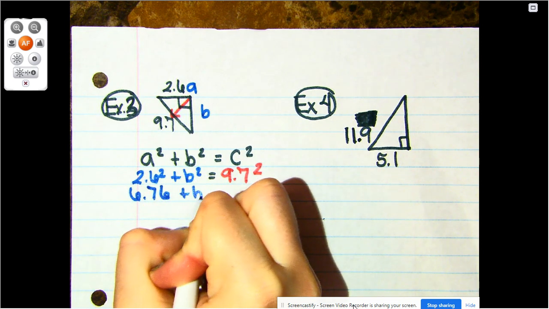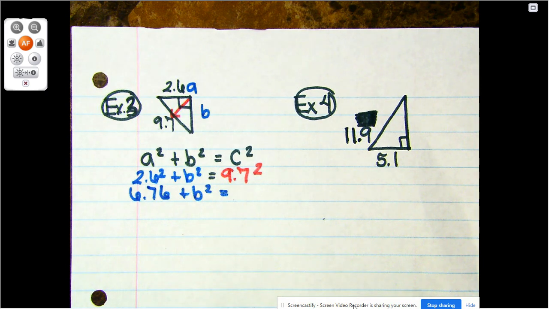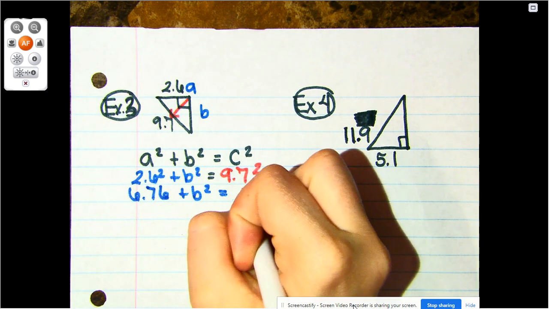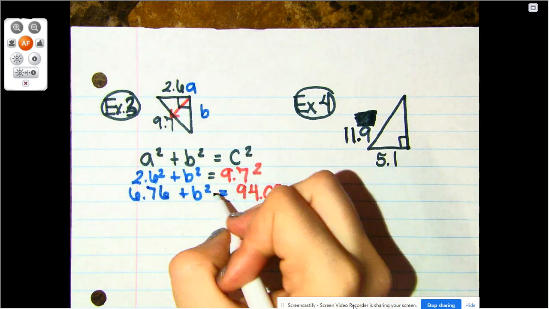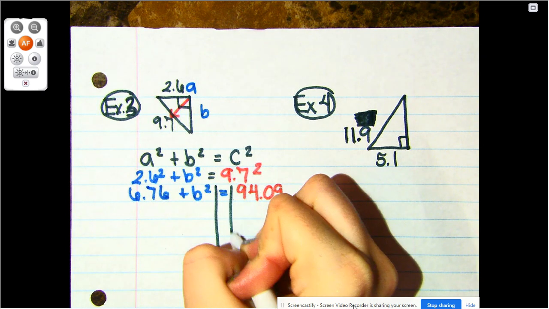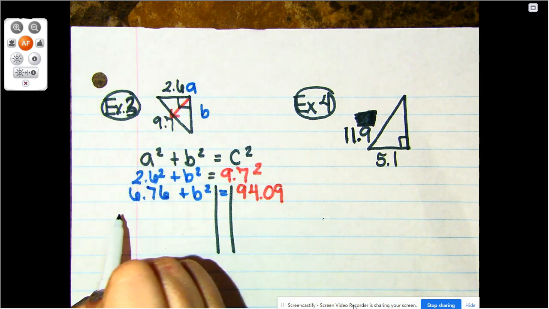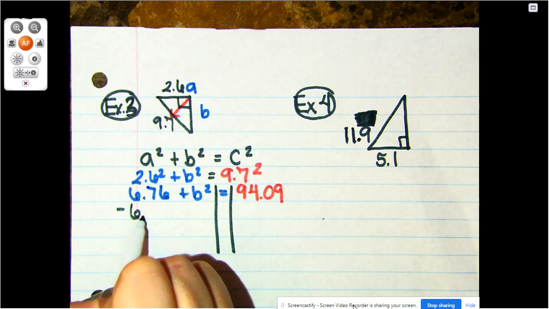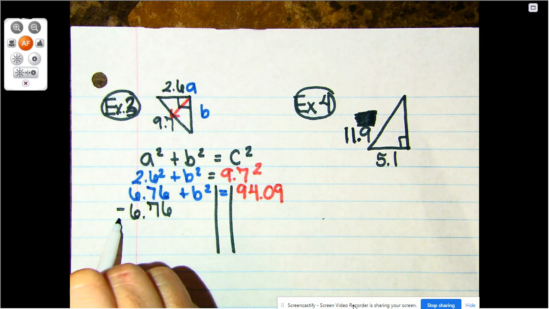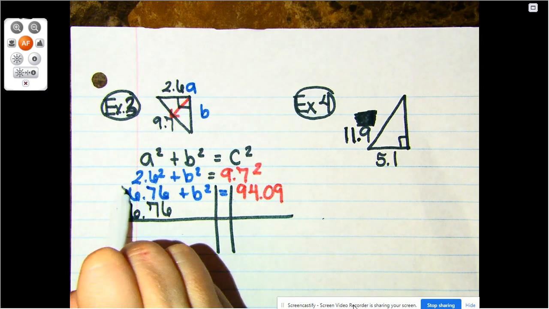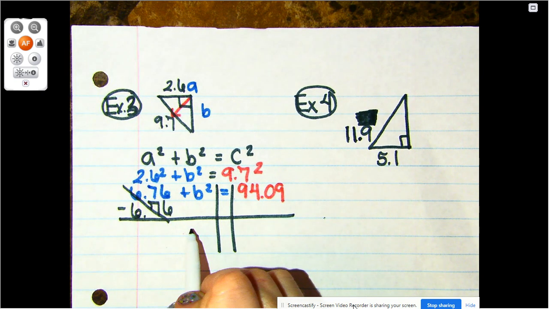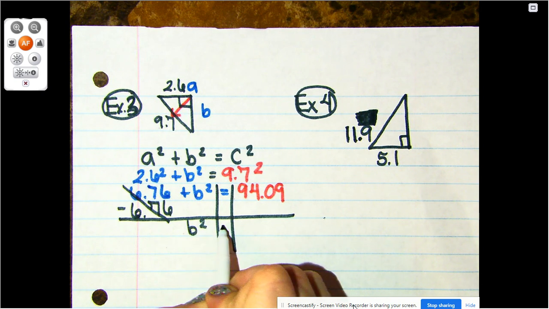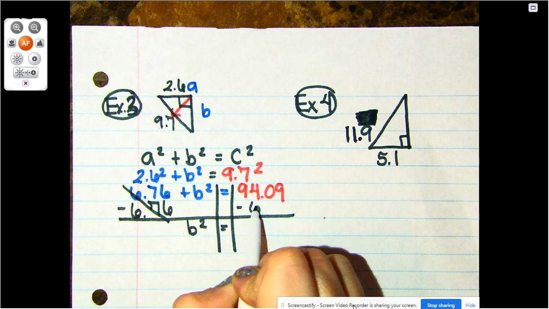6.76 plus b squared equals 9.7 times 9.7 is 94.09. Okay, now that I've squared my numbers that I can, I have an equation to solve. This is a positive 6.76, so the opposite of that would be negative or subtraction. I'm trying to get 0. When I subtract a positive from a positive number, I'm going to end up getting 0, so we are left with b squared. Okay, what we do to one side, we have to do to the other.